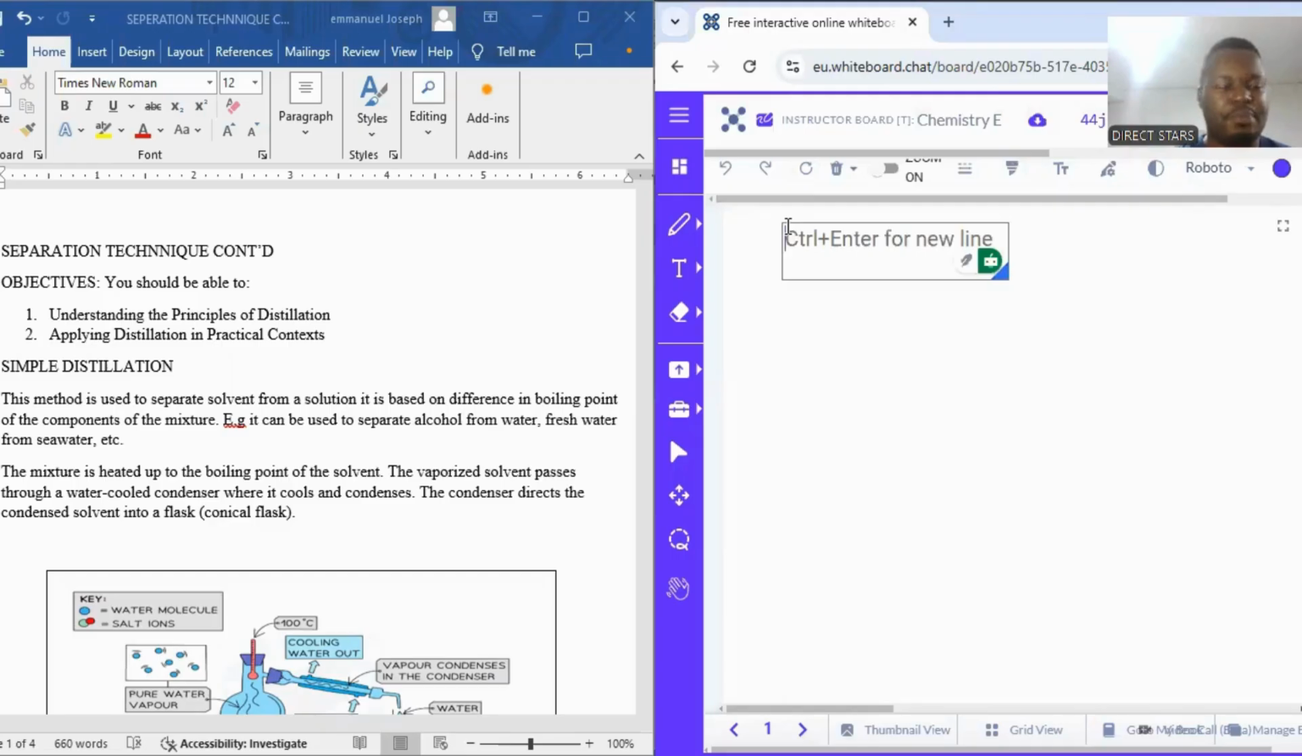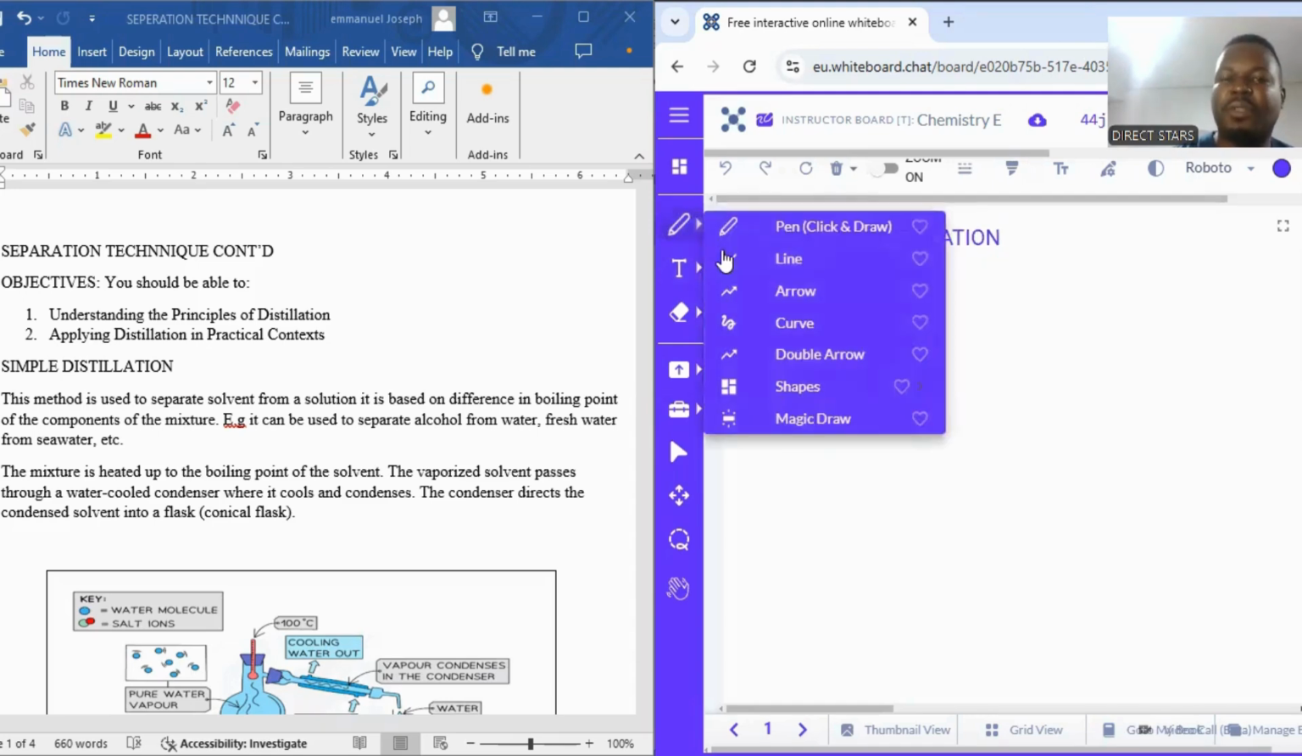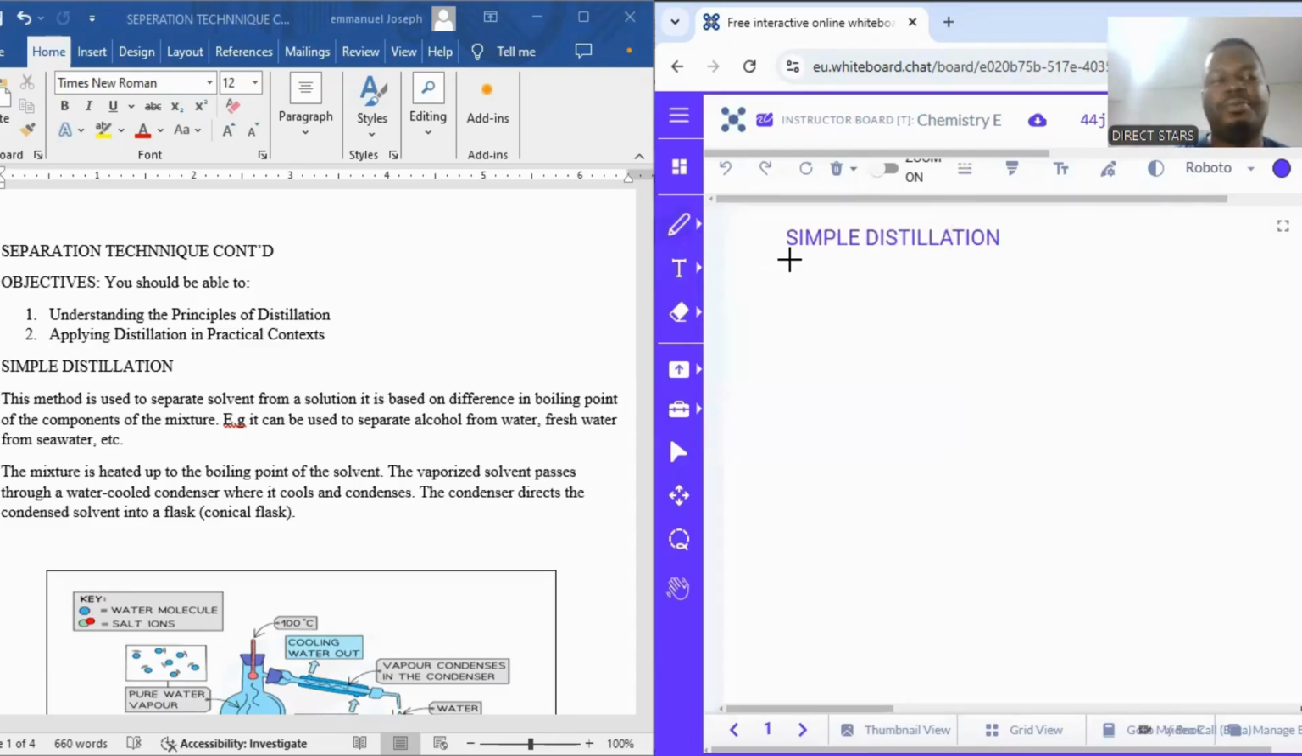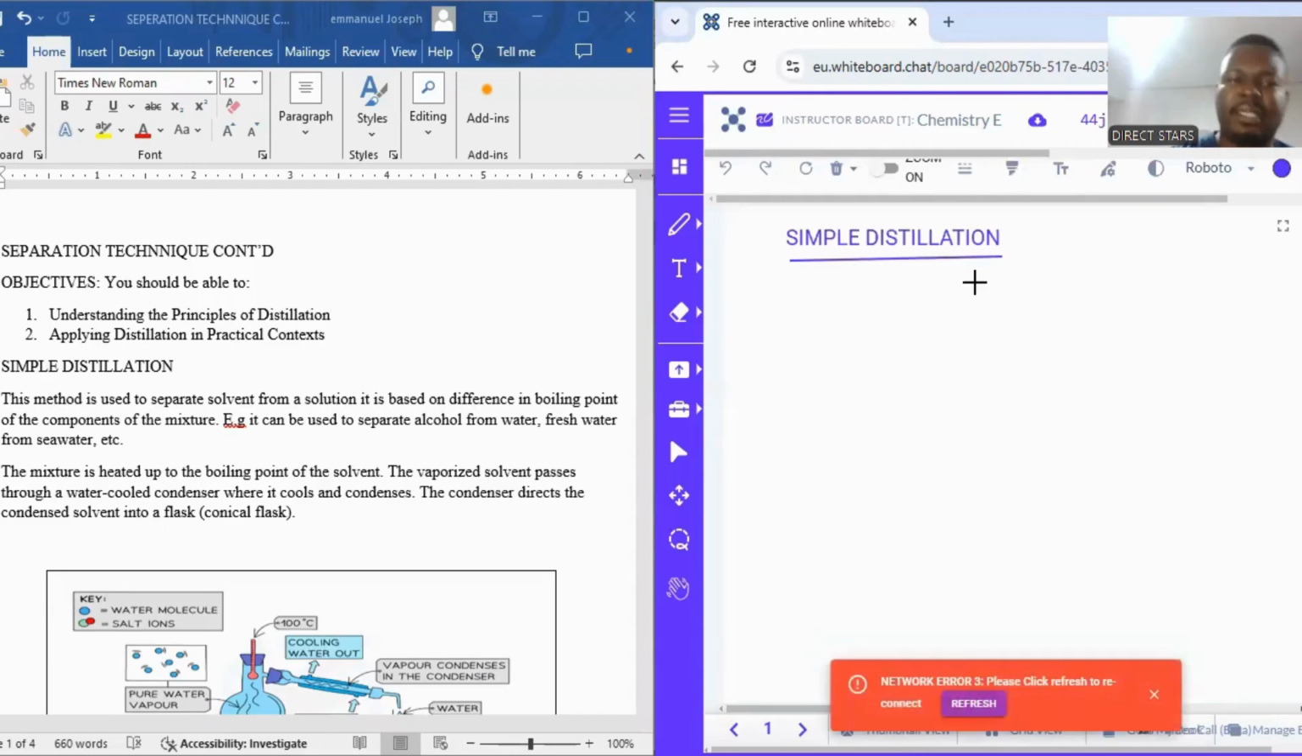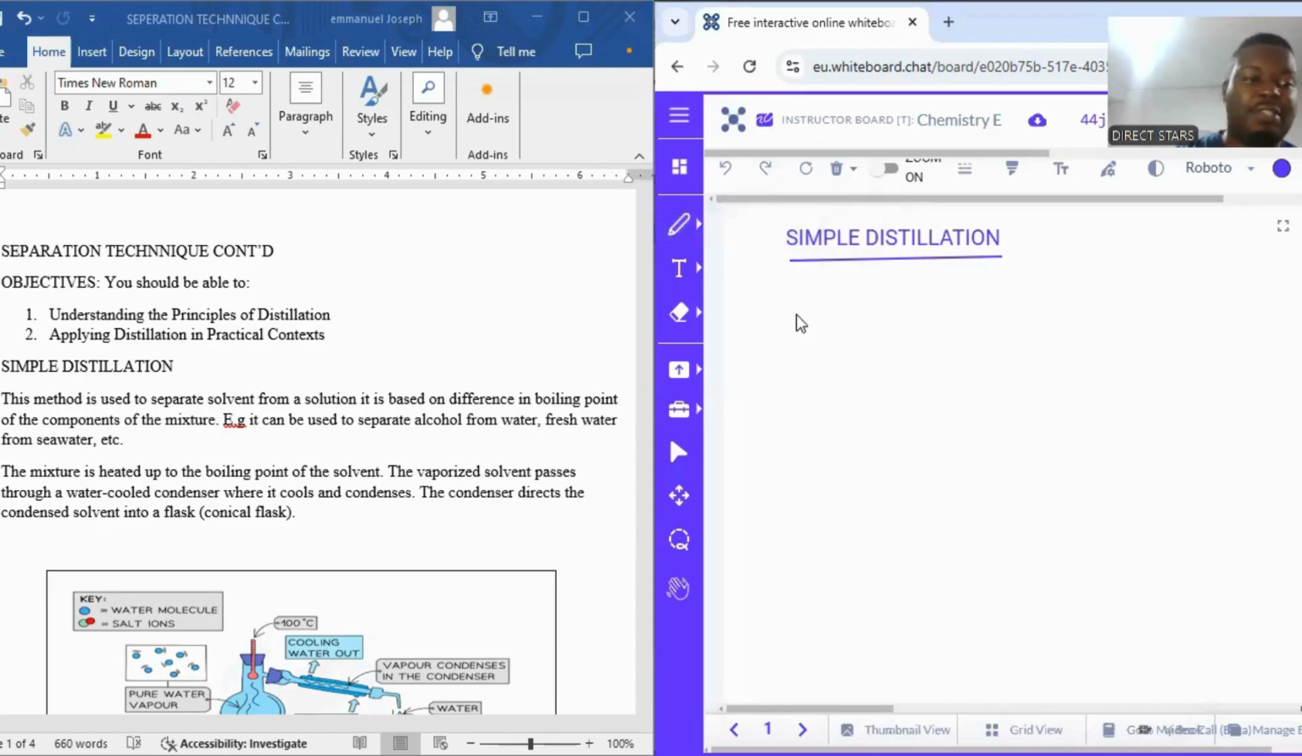The objective of the lesson today is that you should understand the principles of distillation, and not just understand the principle, but also apply this technique in practical contexts. Knowledge becomes relevant when you know its applications.